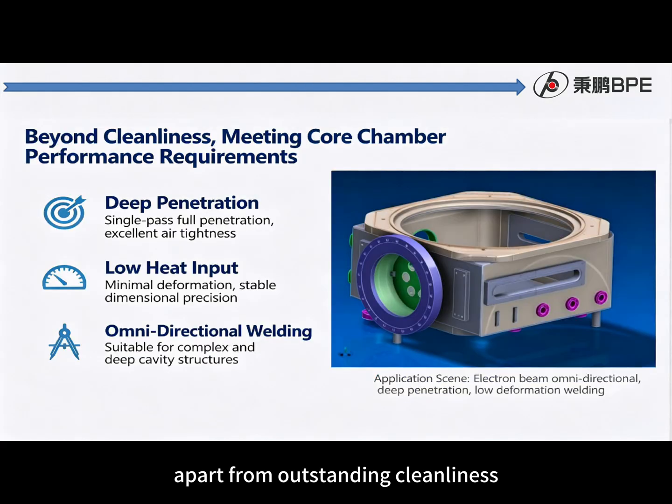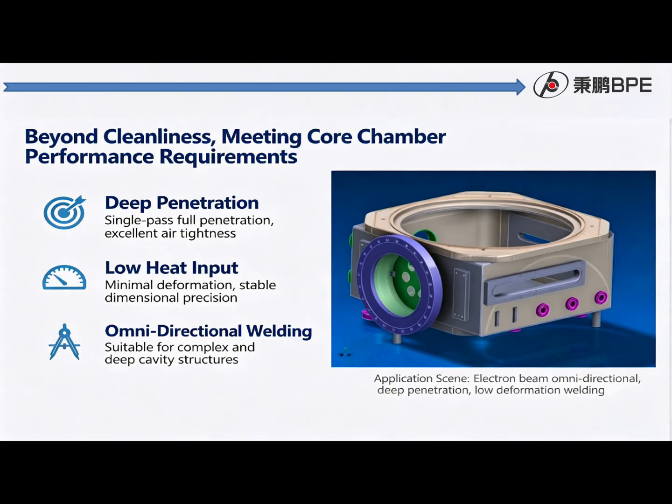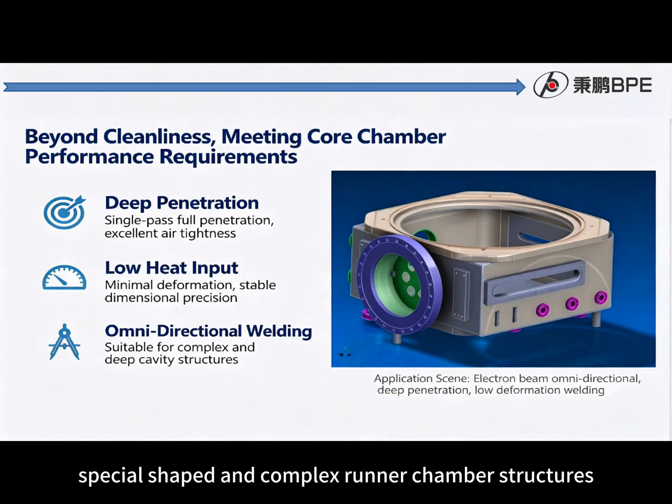Apart from outstanding cleanliness, EBW realizes single-pass full penetration for thick wall workpieces to avoid interlayer impurities from multi-layer overlay welding and improve airtightness. Ultra-low heat input restrains welding deformation, stabilizes dimensional tolerance, and reduces post-weld machining. It is compatible with deep cavity, special-shaped, and complex runner chamber structures.